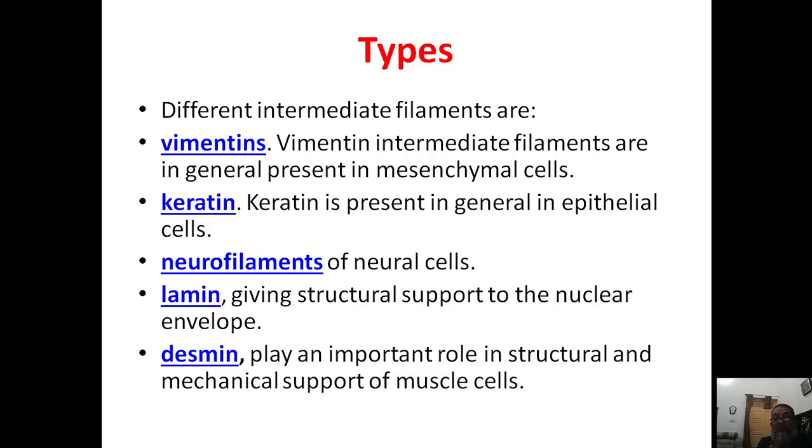So desmin is a protein which gives the support to a structural component present in the walls of the two opposing cells, giving a type of a desmosome attaching the two neighboring cells with each other.